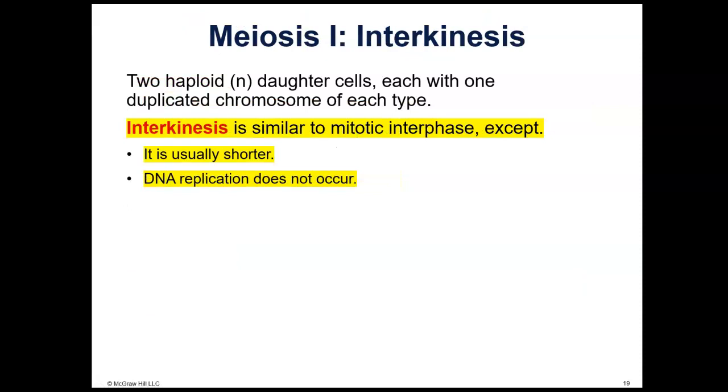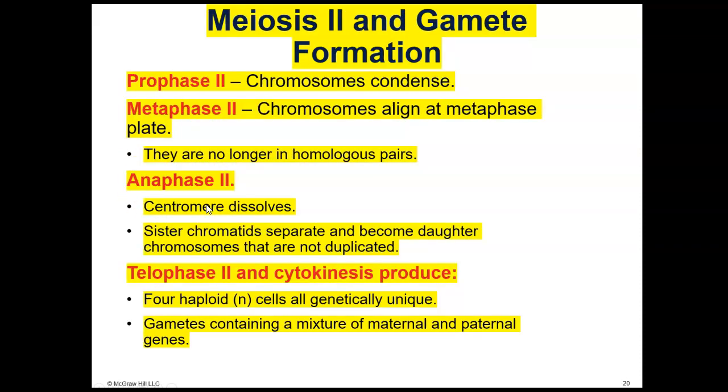Then in telophase 1, we have 2 daughter cells, and each daughter cell has 1 duplicated chromosome from each homologous pair. We're going to have a period called interkinesis. It's not interphase, it's interkinesis. It's shorter than interphase, and it does not involve DNA replication.